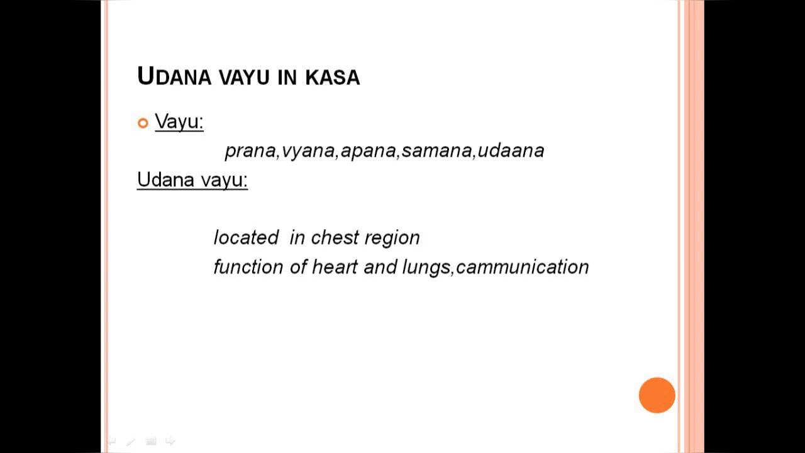Udana Vayu is located in the chest region. It helps in the functioning of the heart and lungs, and helps in communication and activity. So it is chiefly located in the chest region. All you have to remember is that.